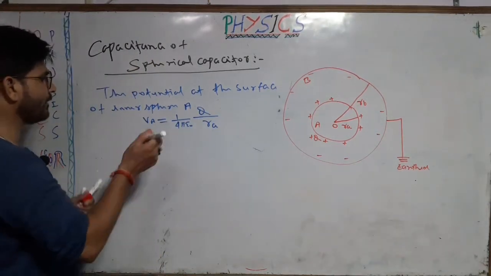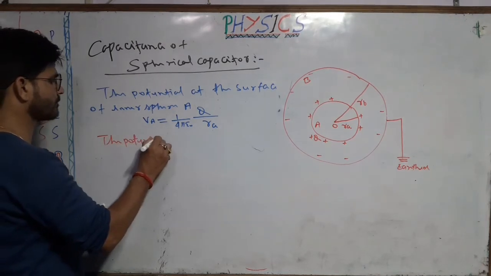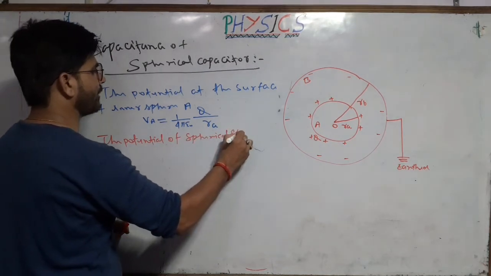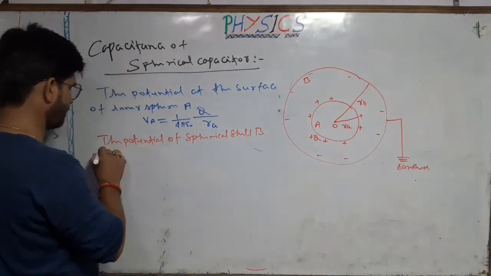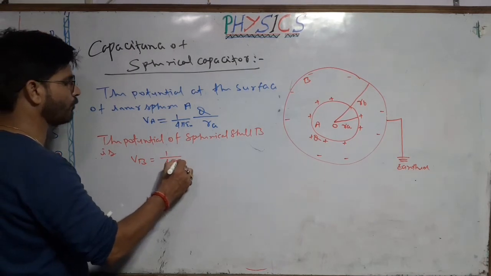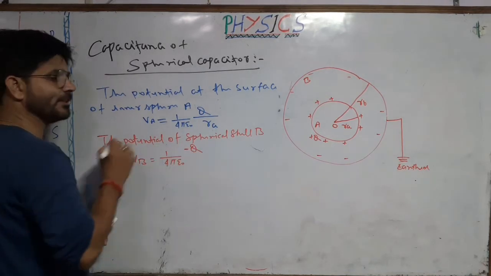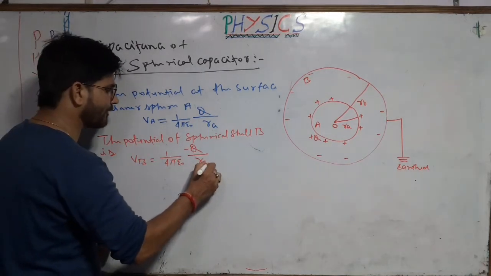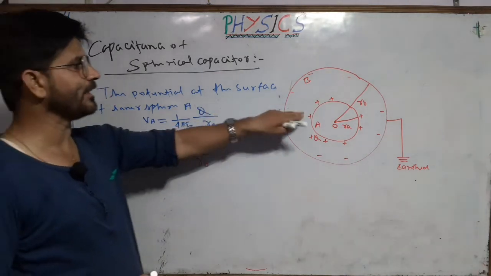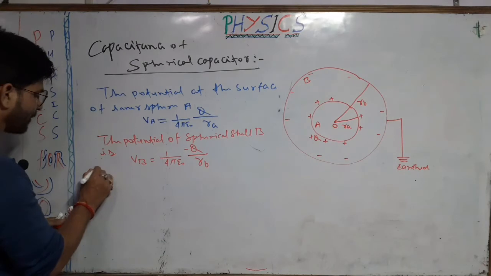Now the potential of B. The potential of the spherical shell B, VB, is 1 upon 4 pi epsilon naught, the charge is Q, but this charge is negative, upon Rb, the radius of the outer spherical shell. So what is the potential difference between the hollow sphere A and the spherical shell B?